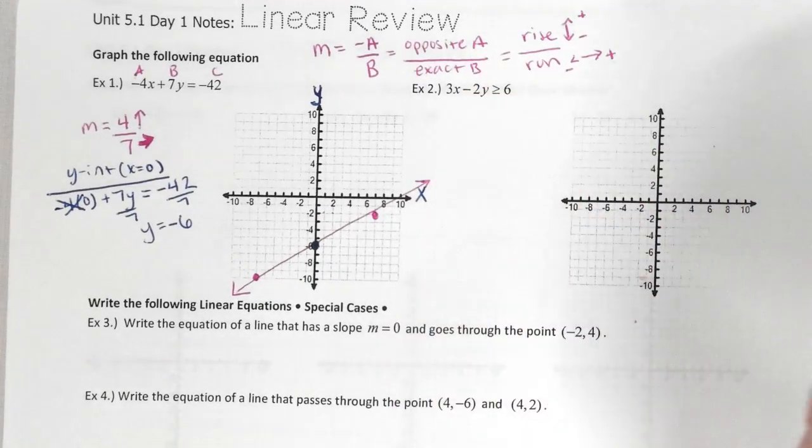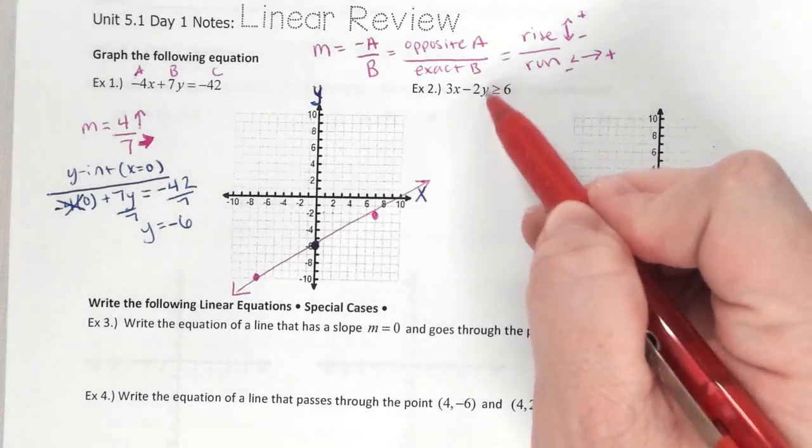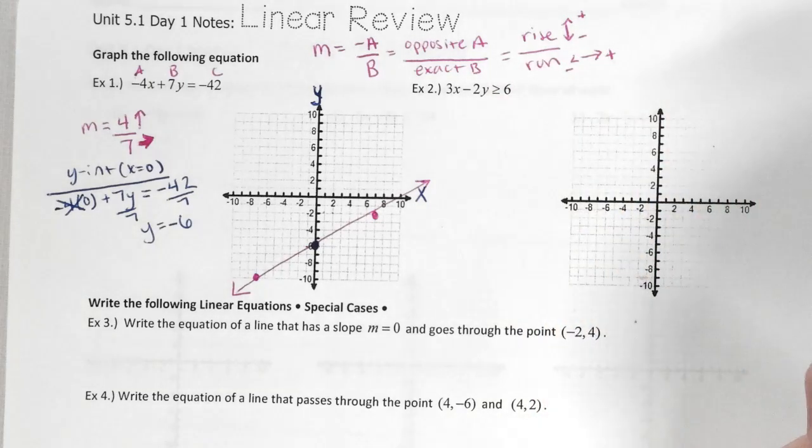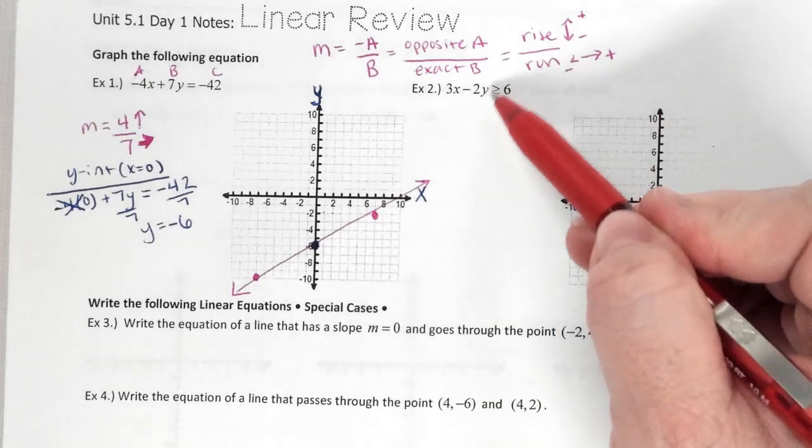What's different? I'm going to shade. Why am I going to shade? Who remembers what that's called? This is greater than or equal to, but what's the term? Inequalities, right? This is an inequality. It's a greater than or equal to.